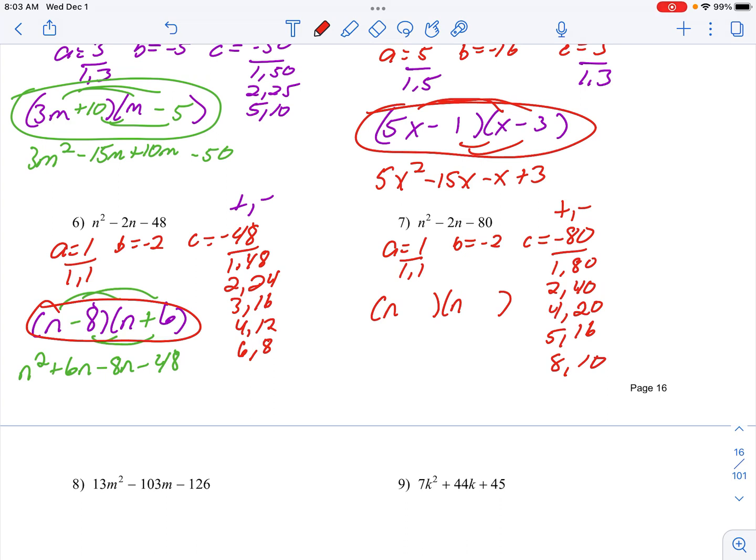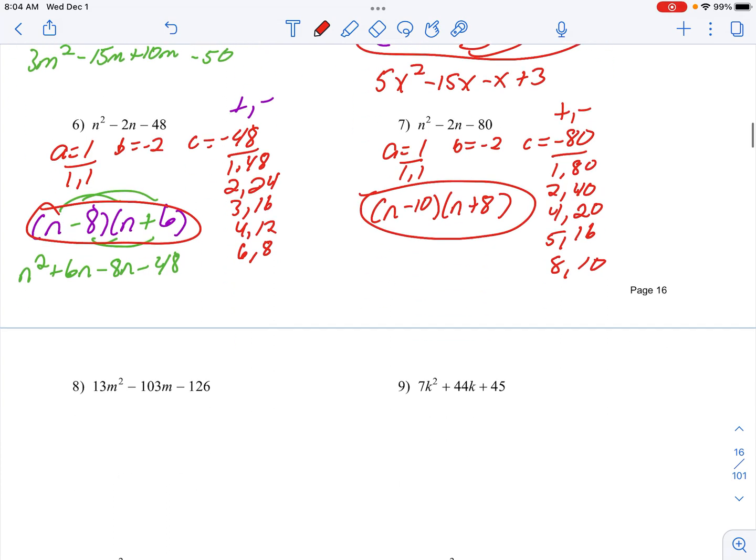So a plus and a minus for the C because it's a negative 80. Okay, as you're trying that out, all right, you can put me on pause for a second as you try it out. In order to get another 2 out there, the only combination that's going to happen with that is a negative 10 and a plus 8. Check my guess. As you check my guess, everything appears as it should. I get a negative 2n, and I'm good to go.